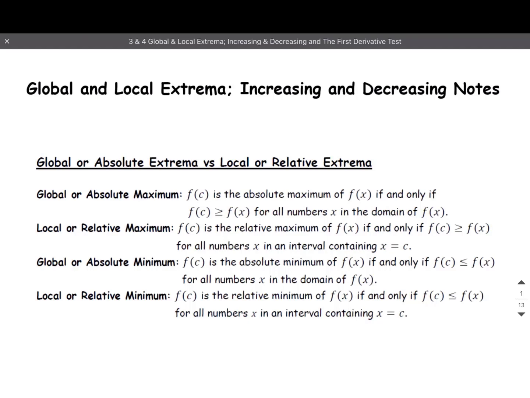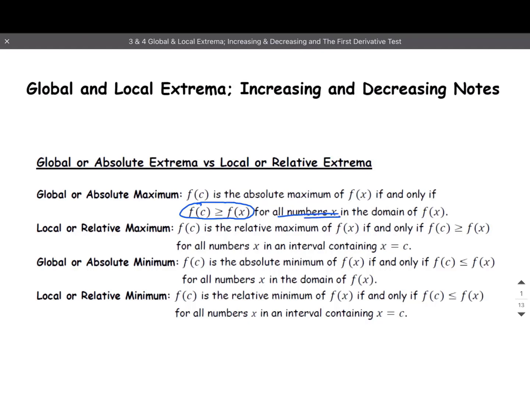Today we're going to look at global and local extrema, and we're going to look at increasing and decreasing. So, what's the difference between a global or an absolute extrema versus a local or a relative extrema? Well, a global or absolute maximum means that f of c is the absolute biggest value of f of x, and that's only true if f of c is greater than or equal to all values of f of x for all the numbers of x in the domain of f.